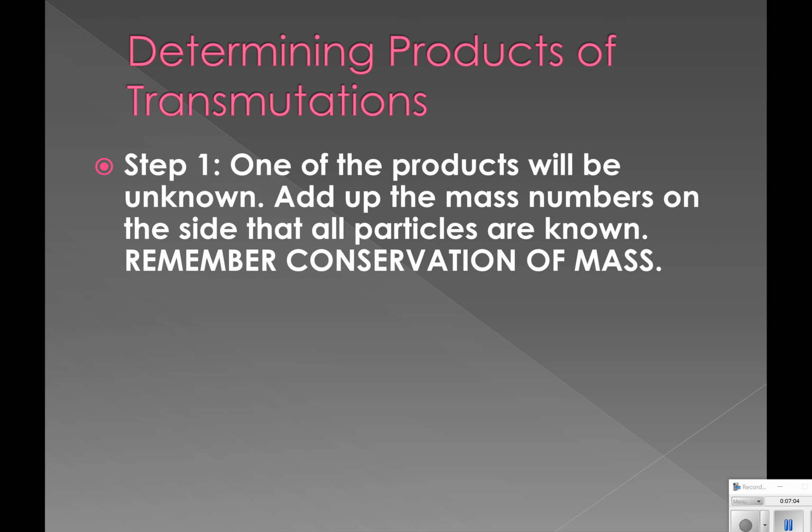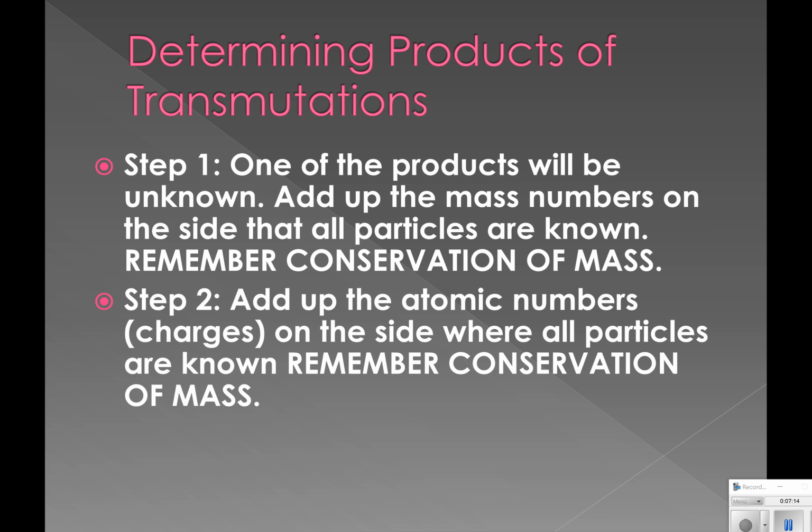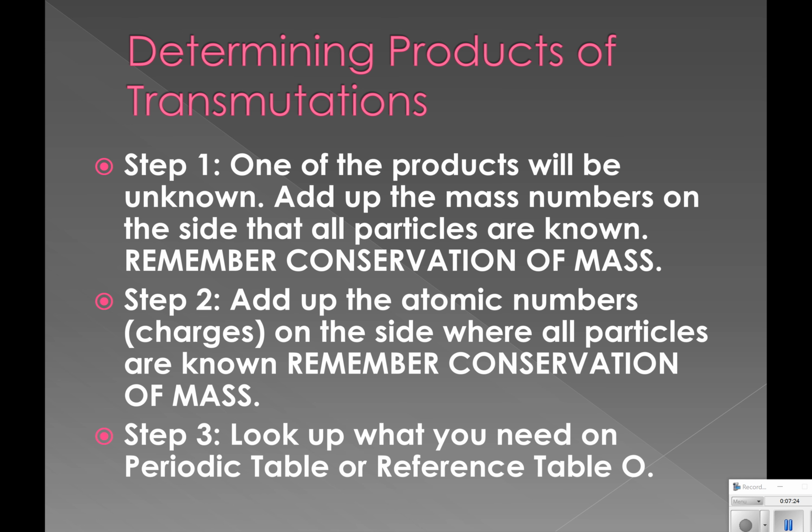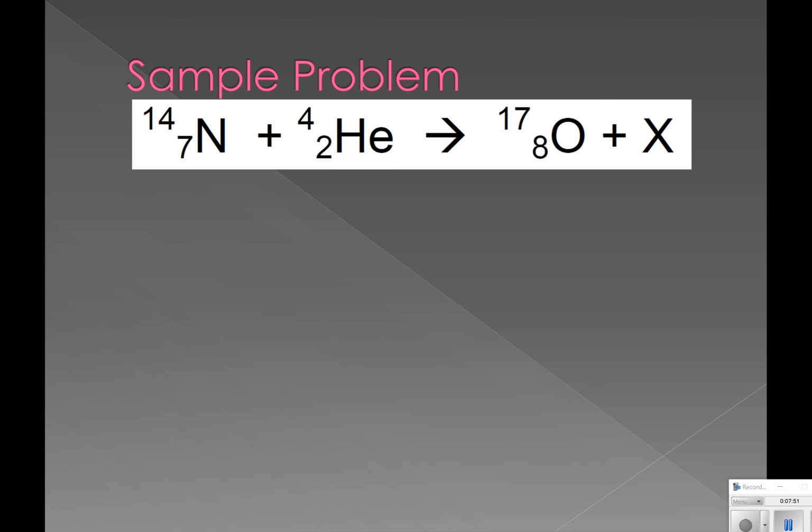And we do this by using the law of conservation of mass. So we're going to add up the mass numbers on the side where we know all of the particles and compare it to the one where it has the missing particle. So we'll add up the atomic numbers on the side where we know all of the particles. Remember, we're going to keep a conservation of mass. And then we're going to have to look up the element that we need on the periodic table or reference table O if it is going to be a particle as opposed to an element. So we might see a nuclear particle like an alpha particle or a hydrogen atom as well. We're not going to see any beta particles in these types of equations.